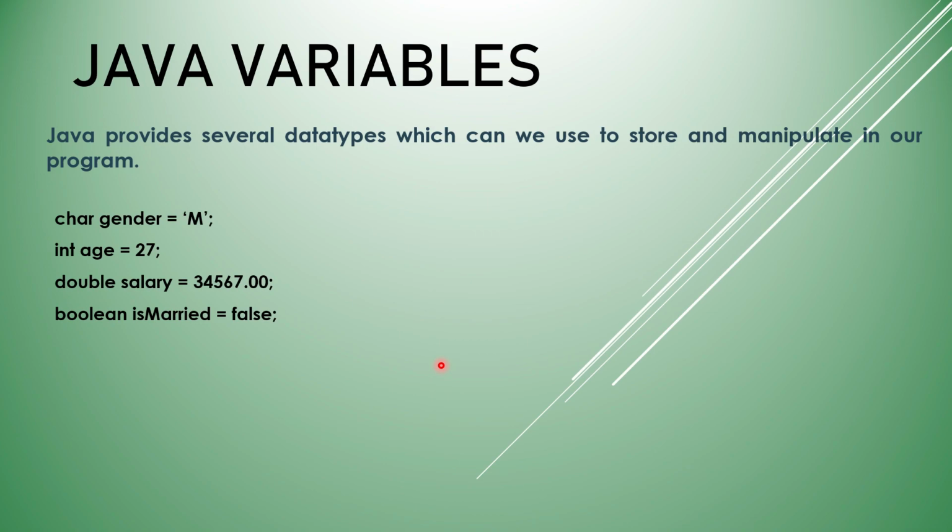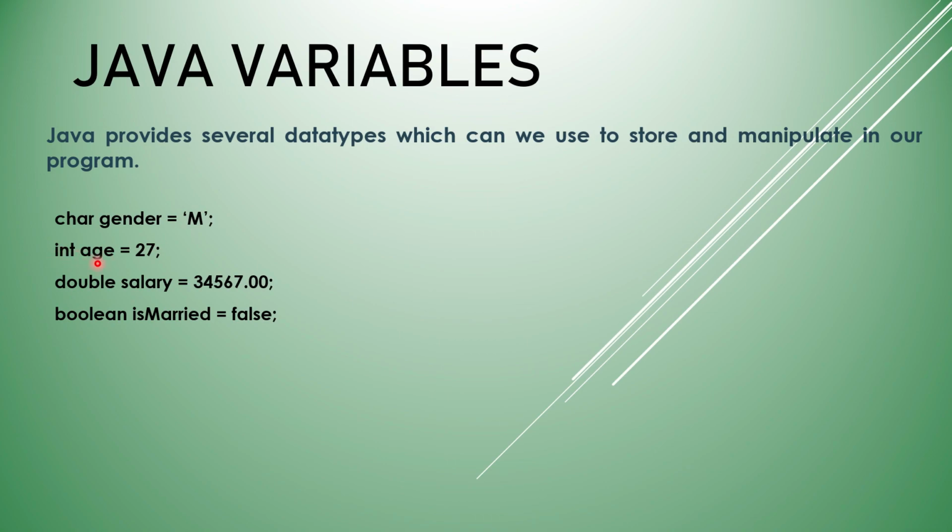So the data type is char, and the variable name is gender. We want to store the gender for a person, any employee or any student. Gender is one single character, either male or female. So we can use a character variable to store one single character, like we are storing the m here.